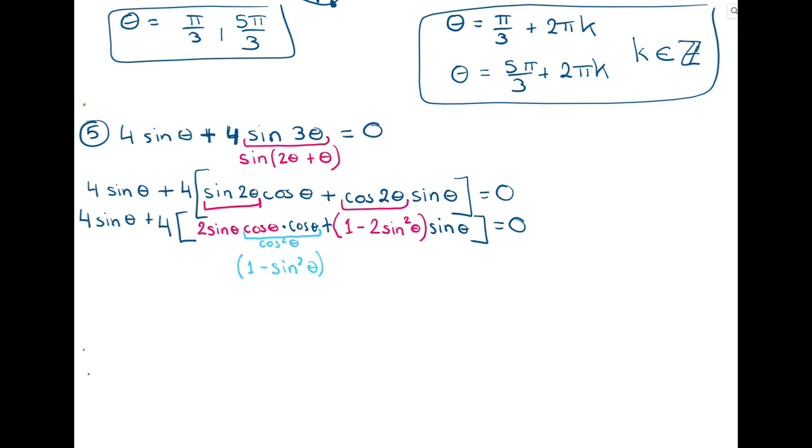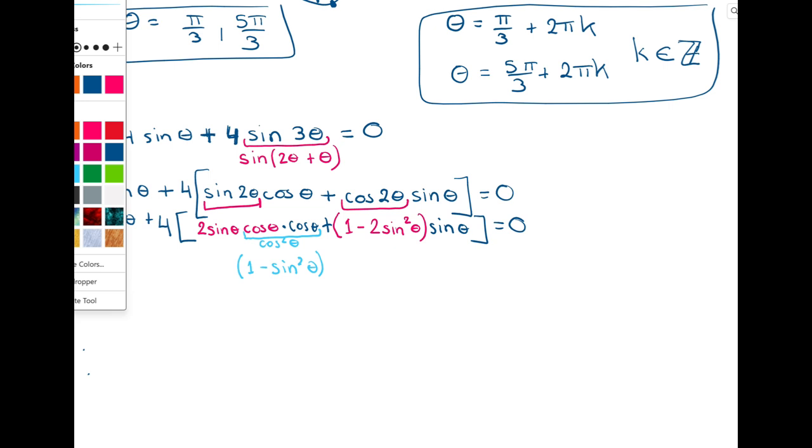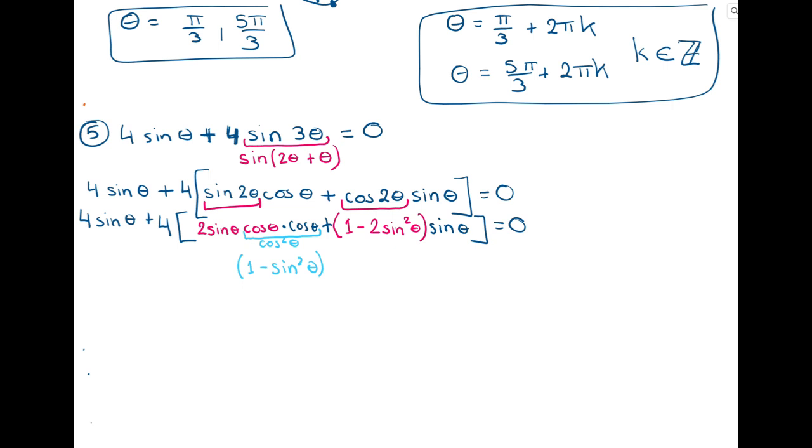So here we go. Navy blue is good. All right, so we have 4 sine theta plus, and now I'm going to multiply. So we have that 4 times that 2 times that sine. That'll be 8 sine theta times this, right?